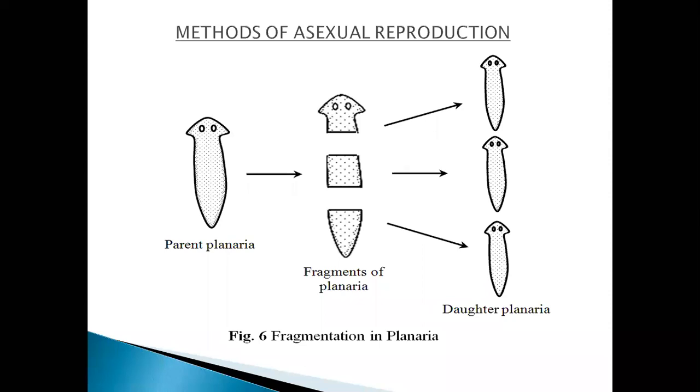Here you can see one parent planaria has been divided into 3 parts. We have cut it into 3 parts. Each part has the ability to regenerate its remaining part, and now it has completed its whole body. Now you can see 3 planaria here, and it can be up to 8 or 9 pieces. In the process of fragmentation, fragments can be 3, 4, 5, 6, 7, up to 8 or 9.